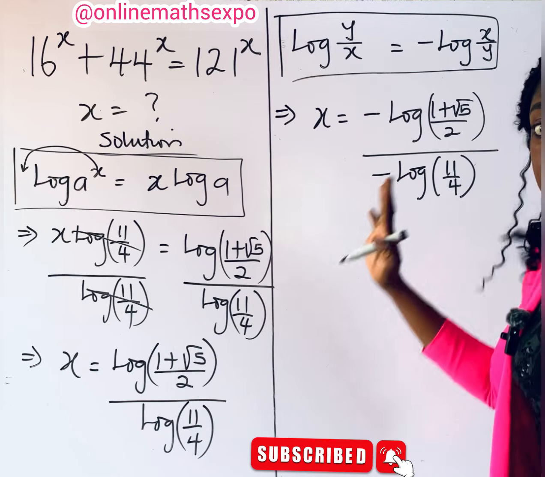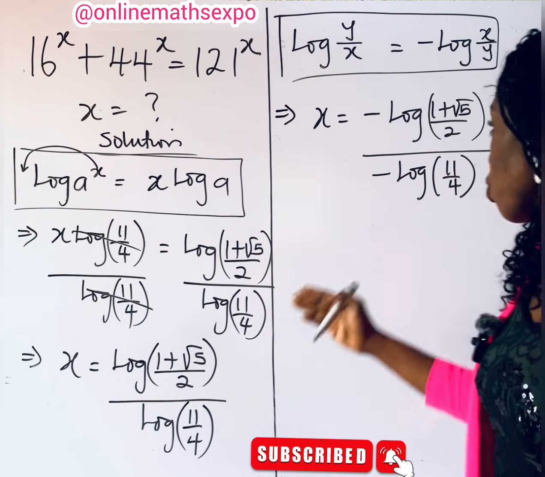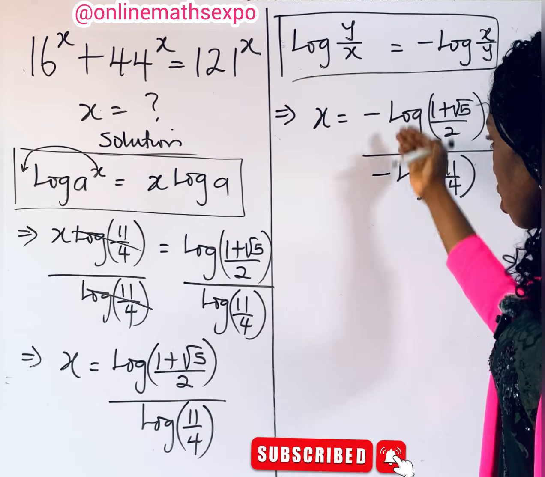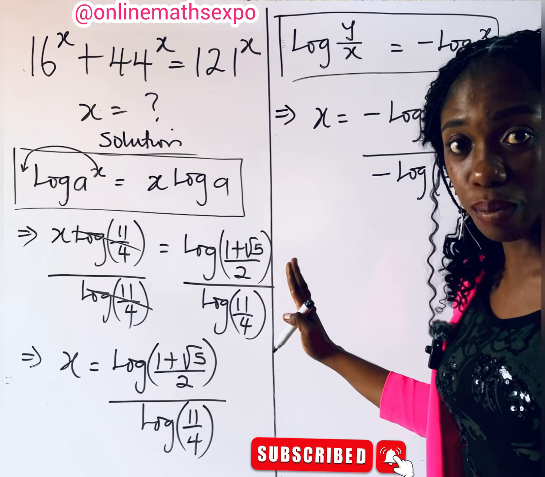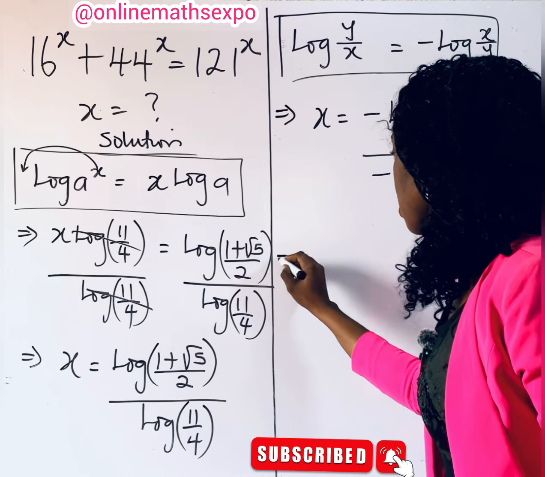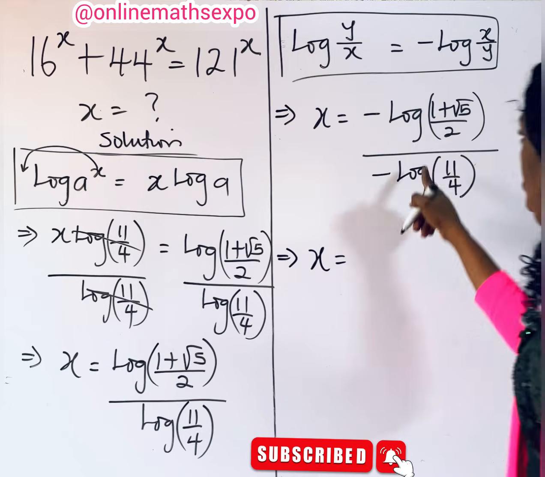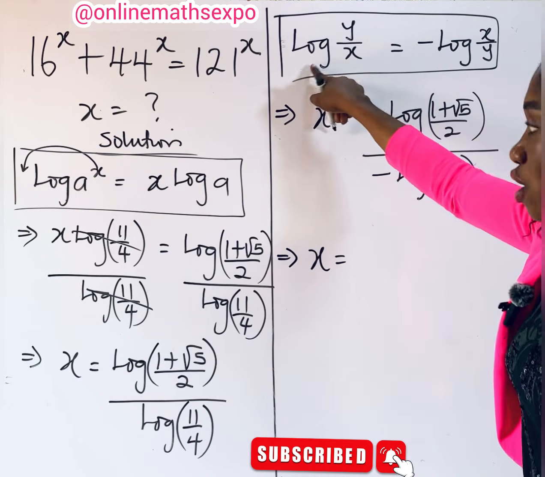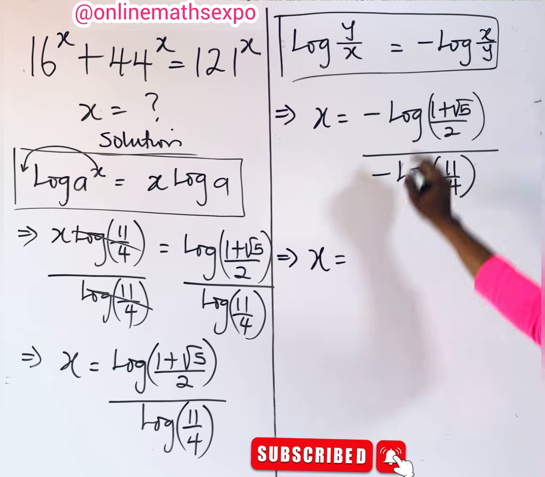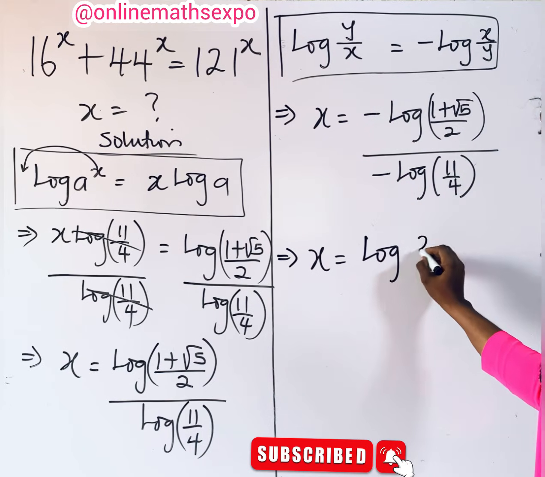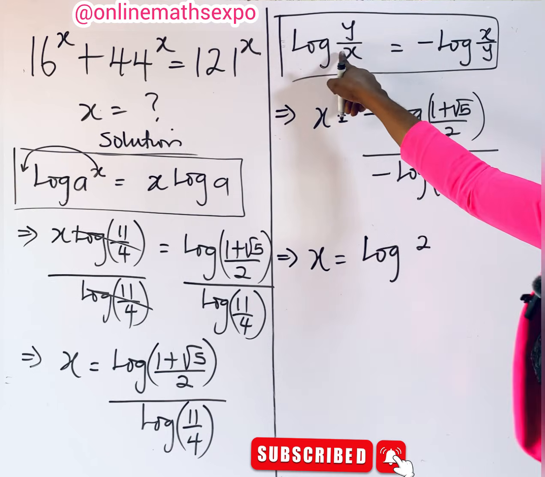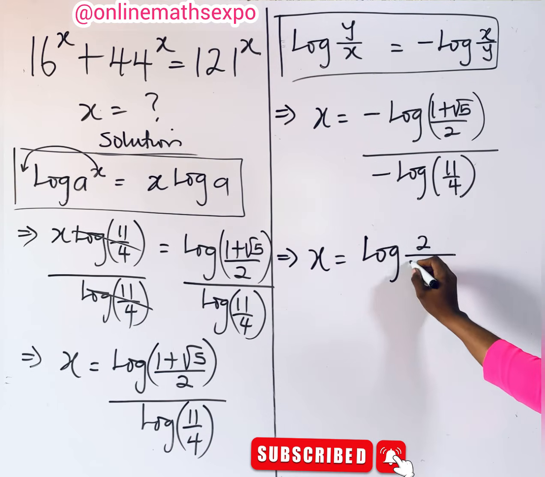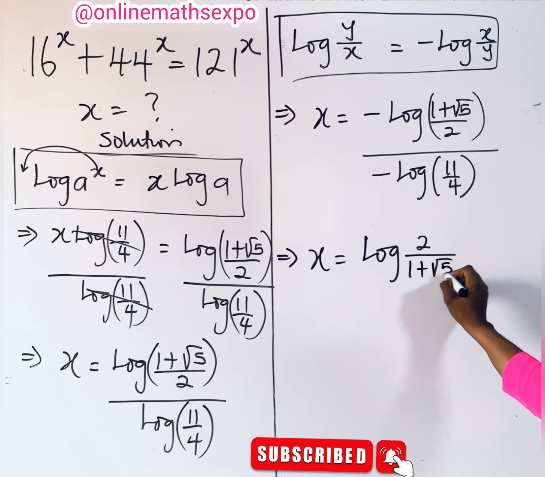By doing this, you have not changed anything, because you can easily take off this negative sign, so it's balanced. I hope this is clear. So it means that x is equal to, now obeying this, you see that this is negative and is the same as this. So it means we are going to have this as log of 2, it reverses. Watch. So it's going to be log of 2 over 1 plus root 5.